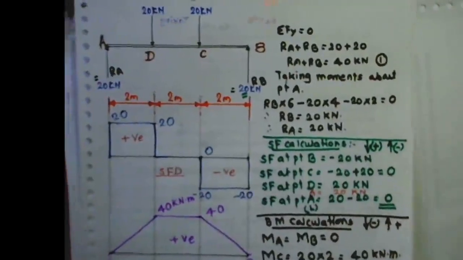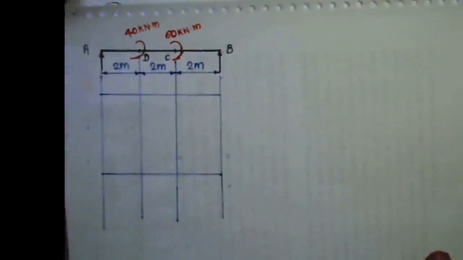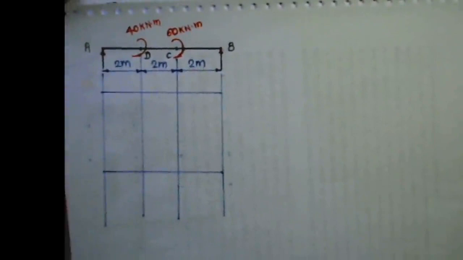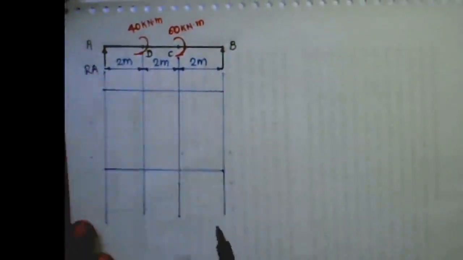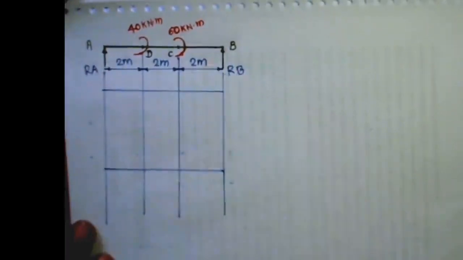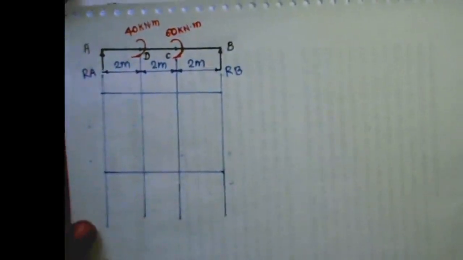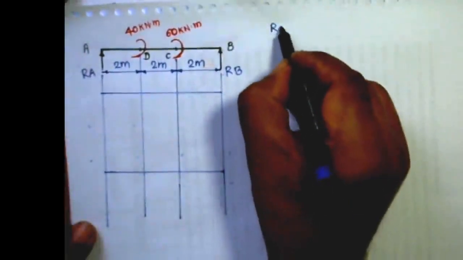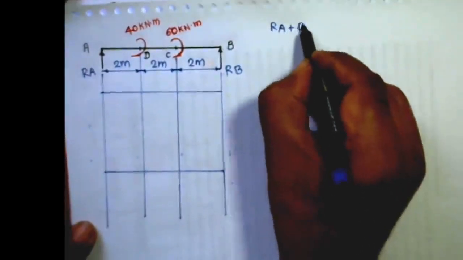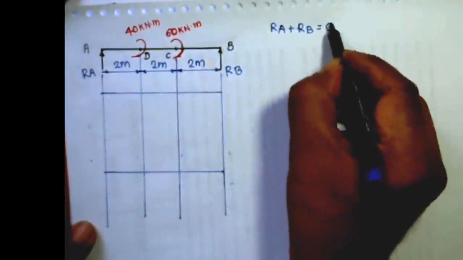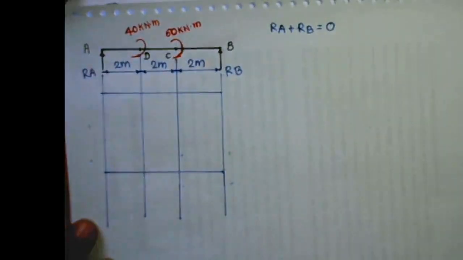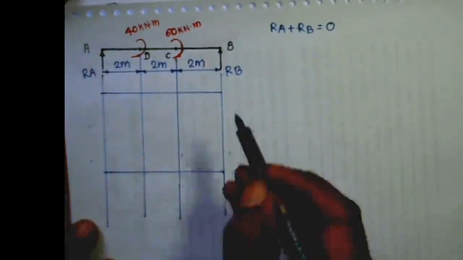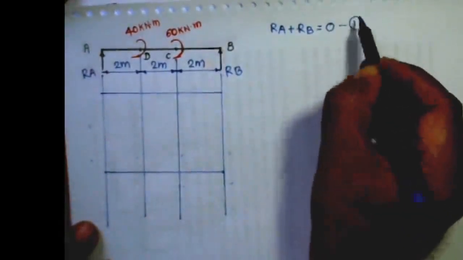Now come to the next numerical. In this numerical, moment is acting. So first we have to calculate its reactions, that is RA, reactions at point B, that is RB. So RA plus RB is equal to 0 because no force is acting in the downward side. In this case only moment is acting. So say equation number 1.